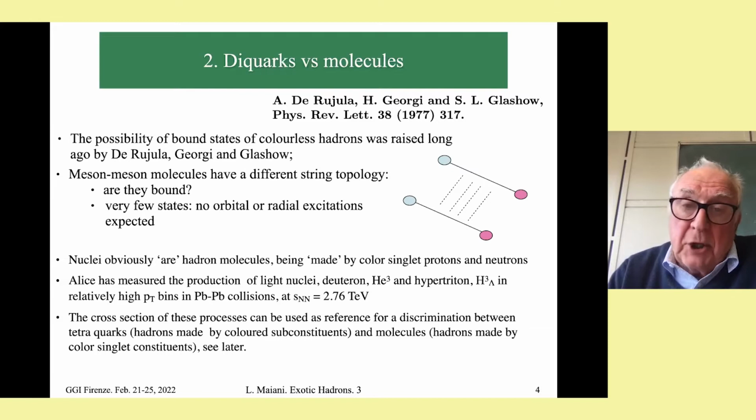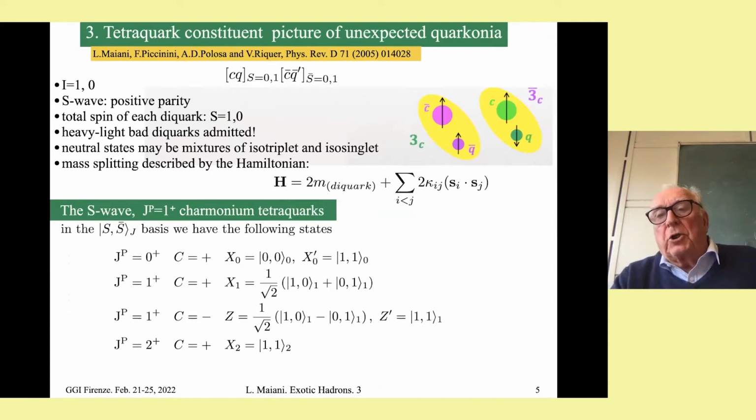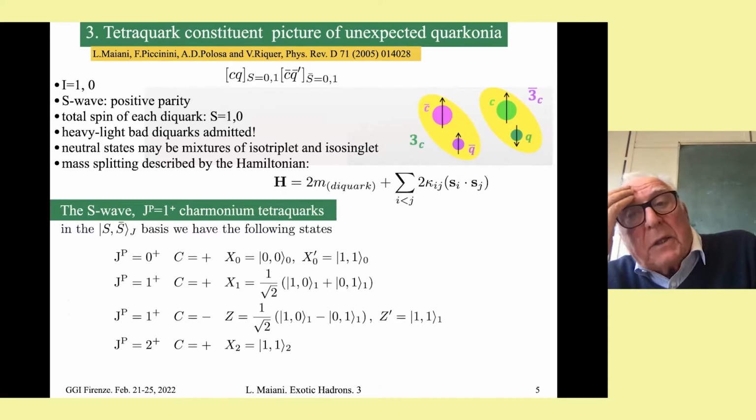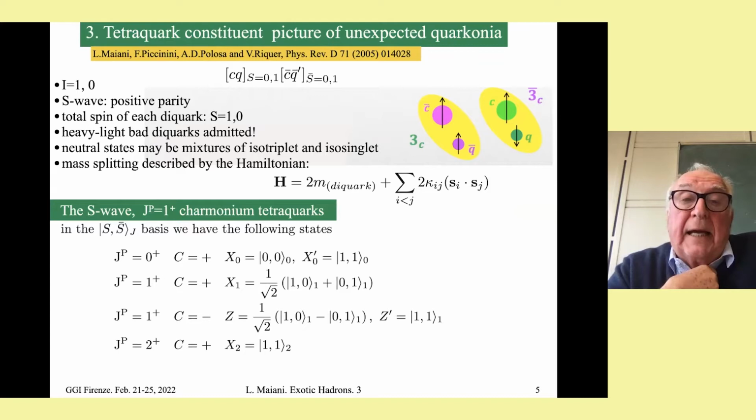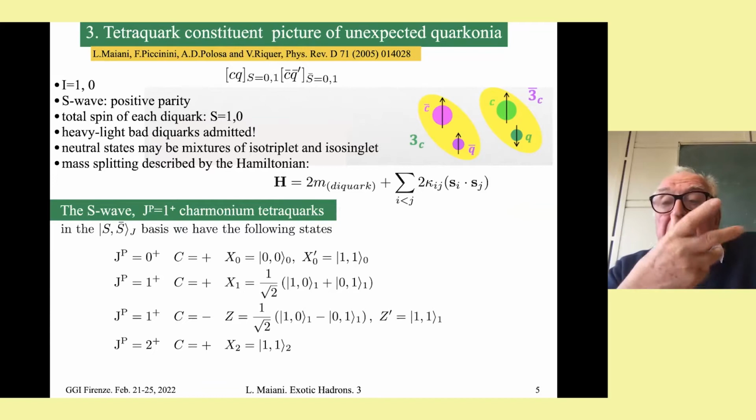And I showed you yesterday the production at large p-perp of the X3872. Now let's go closer to the picture for the exotic hadrons that we introduced long ago with Piccinini, Polosa, and Veronica Riquer. And the idea is that of Jaffe, to have a diquark, which has a heavy quark inside, the charm, and the anti-diquark, which has a heavy anti-quark, anti-charm, and these are bound by QCD forces.